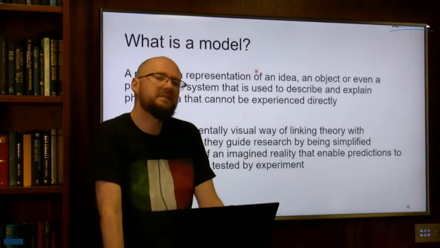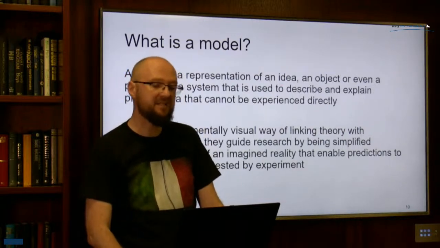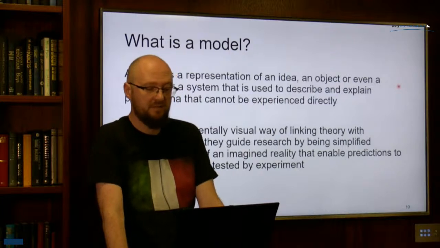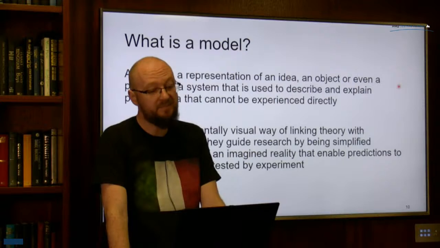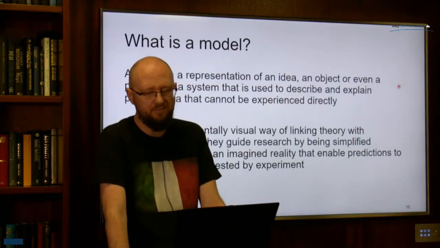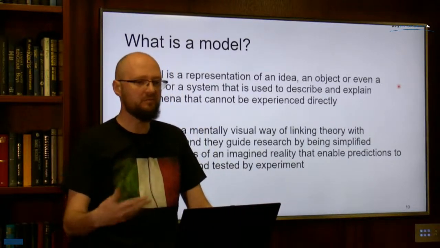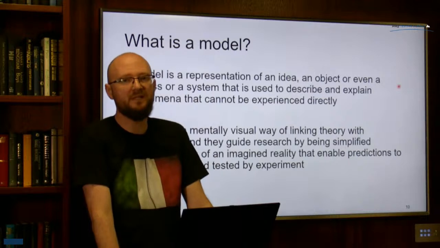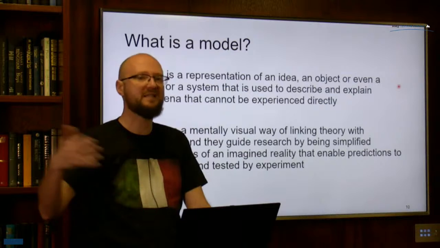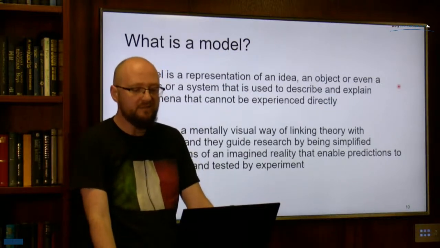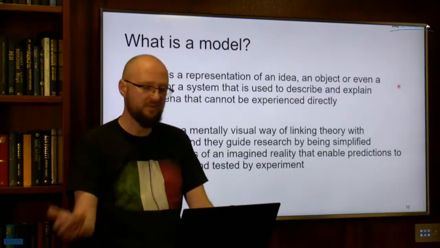Here on this slide, we can see a definition of a model. A model is a representation of an idea, an object, or even a process or a system that is used to describe and explain phenomena that cannot be experienced directly. That's a very important feature of the model. When we can't repeat some experiment 1,000 times, for example, if we have a rocket which goes to Mars, we can't create 1,000 prototypes, send them and see what happens. We need to simulate it somehow. So we need to use some model of this rocket.